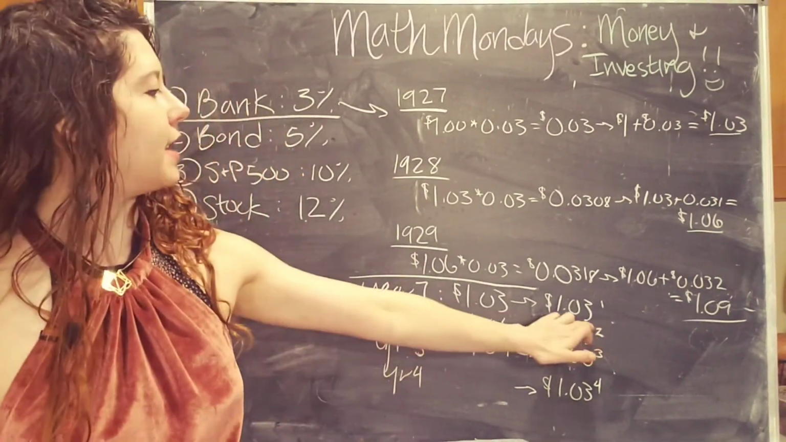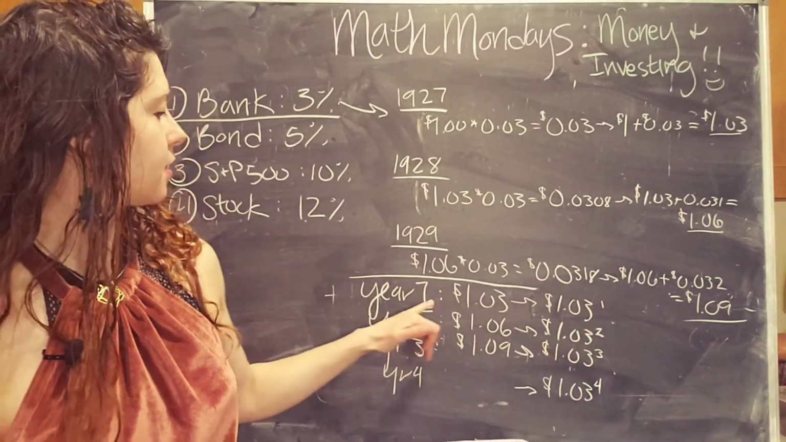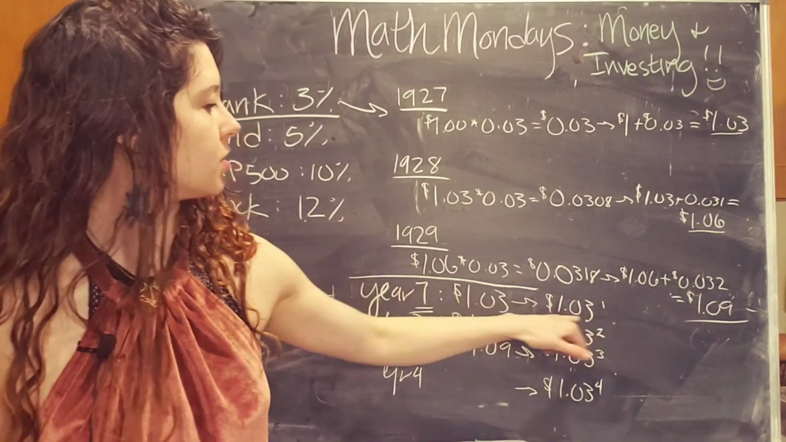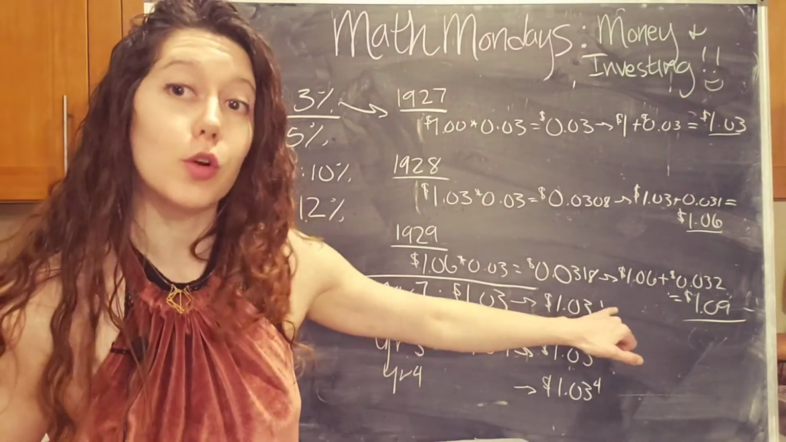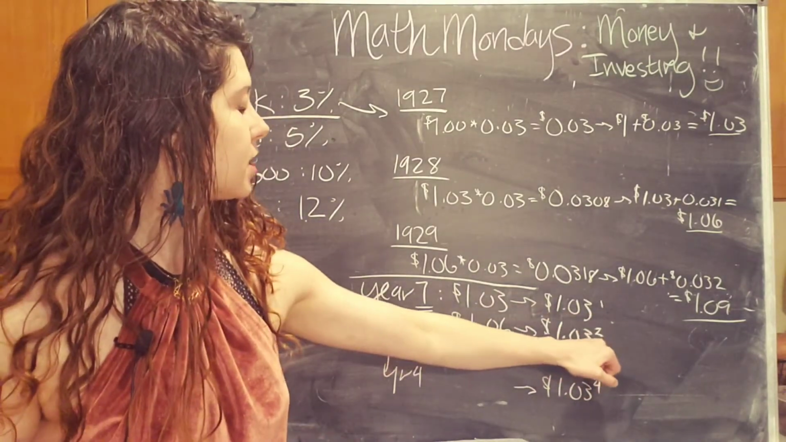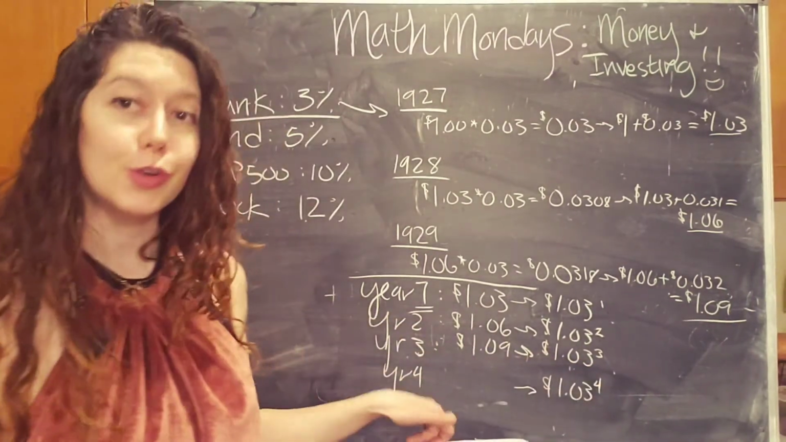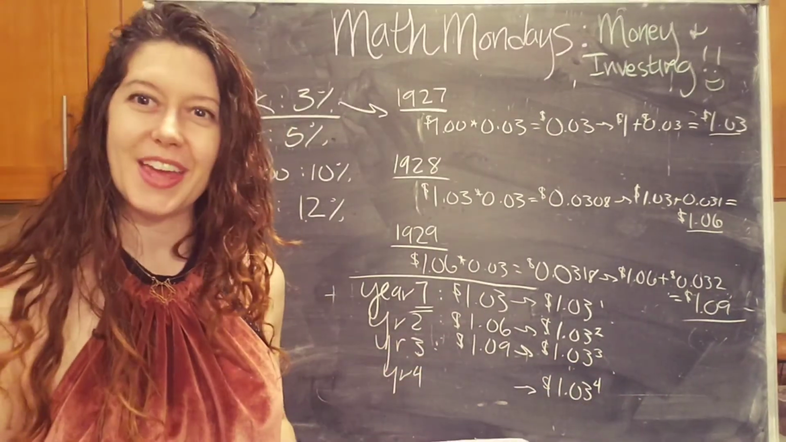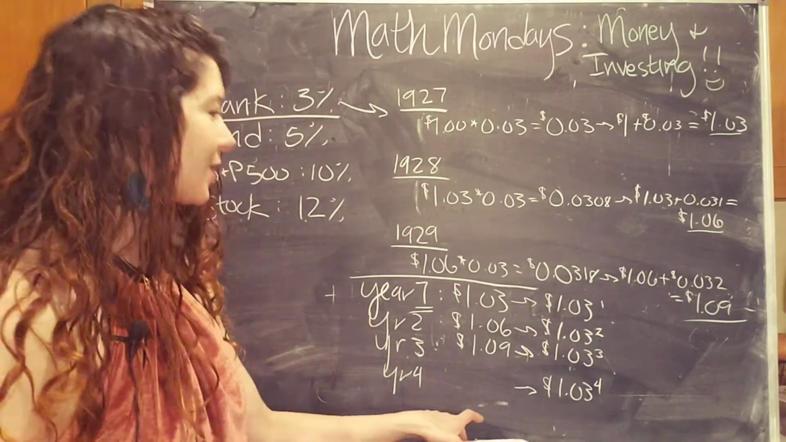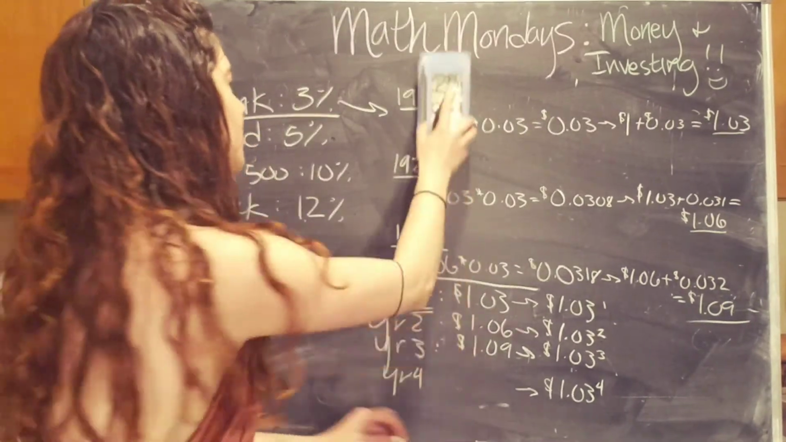So the ending bank account balance for year 1 equals $1.03 to the first power. Year 2 is $1.03 to the second power. Year 3 is $1.03 to the third. Year 4 is $1.03 to the fourth. Hey, okay, we're getting somewhere.